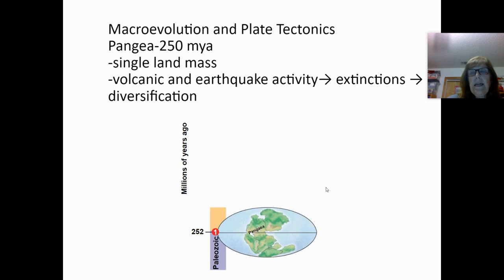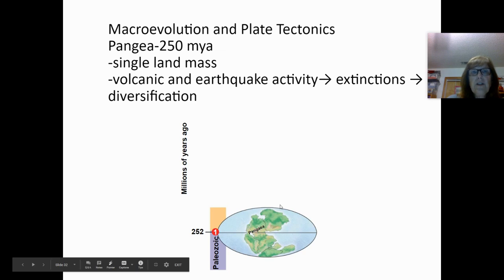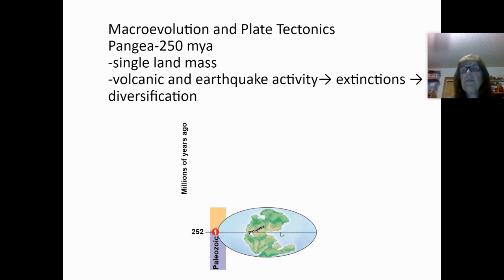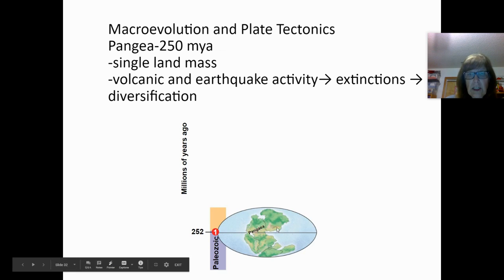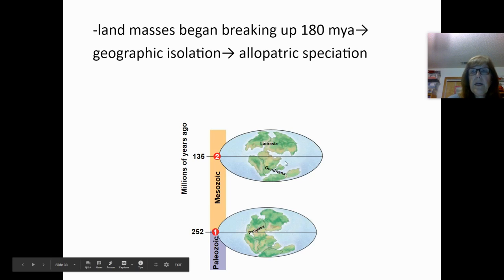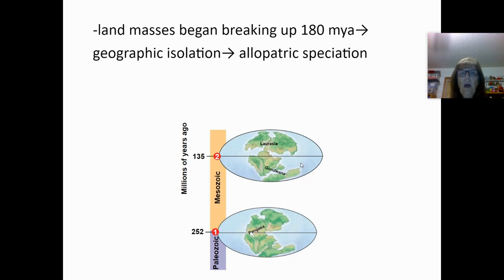All right, so if we go back and we talk a little bit more about plate tectonics, and we look at Pangaea about 250 million years ago, we know that that was a single land mass. There was a lot of volcanic activity, earthquake activity, and as a result, there were extinctions that occurred, and land masses started breaking up, which also caused this decrease in diversification of organisms as some of the organisms could not survive these changes in environment that were occurring as their continents moved to different parts as they broke up.